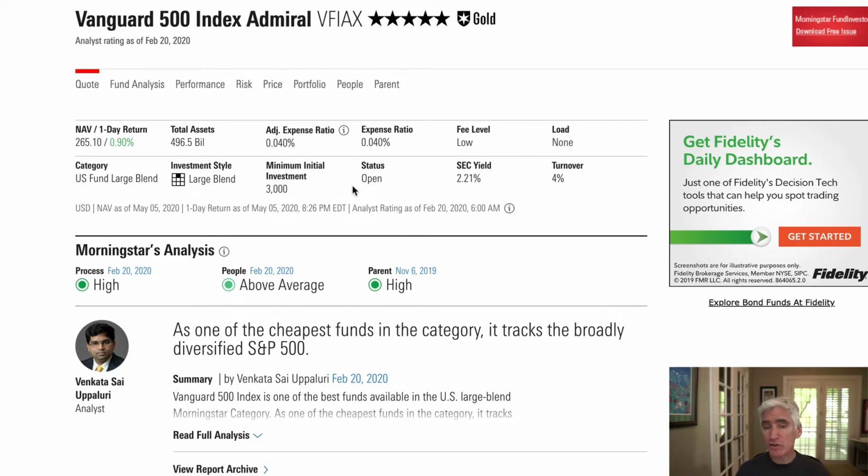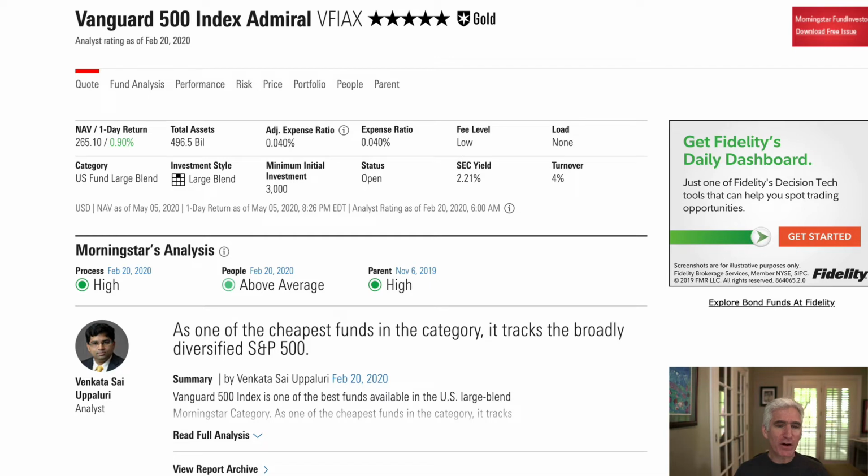There are some funds that eventually close to new investors. This fund is open. The SEC yield, as you can see, is 2.21%. That's looking at the amount of dividends and income that this fund generates as compared to its net asset value. The reason they call it an SEC yield is that the SEC has a specific formula used for calculating yield, and that's what's being used here. But this gives you an idea of the dividends and interest a fund generates.